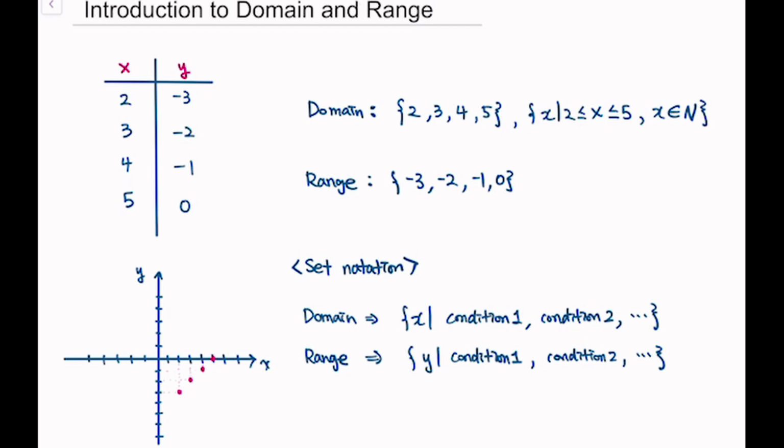And for the range, we can again write it in set notation using the curly parentheses: {y | y this time is bigger or equal to -3 and smaller or equal to 0. Those -3, -2, -1, and also 0, they are integers, and we can say that the y value includes all the integers, which we write as y ∈ Z.